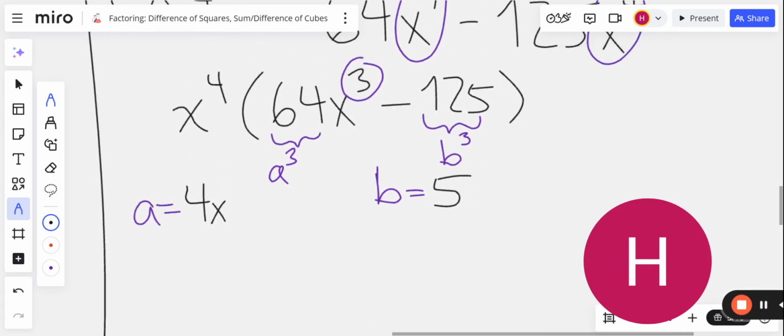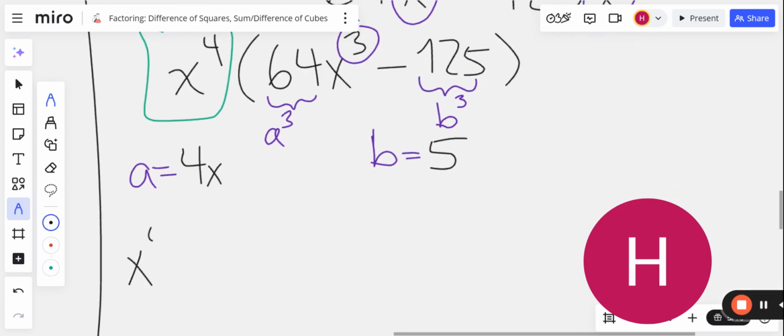Okay. You might be wondering what's going to happen with this guy. This dude is just going to chill and wait for this whole difference of cubes factoring. Just going to sit out front. Just hanging out.